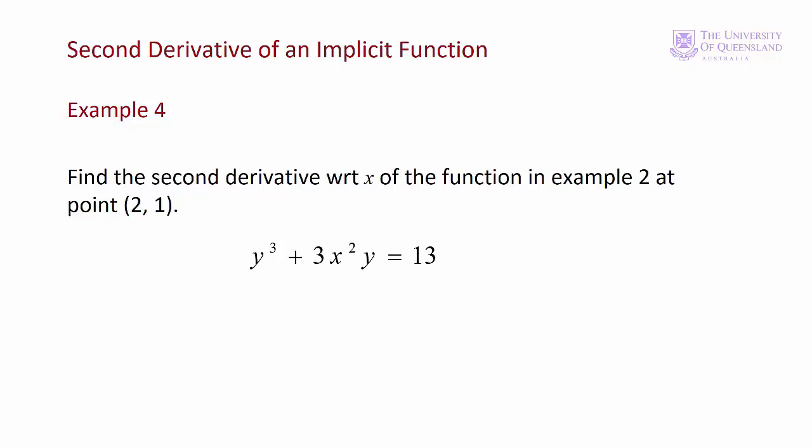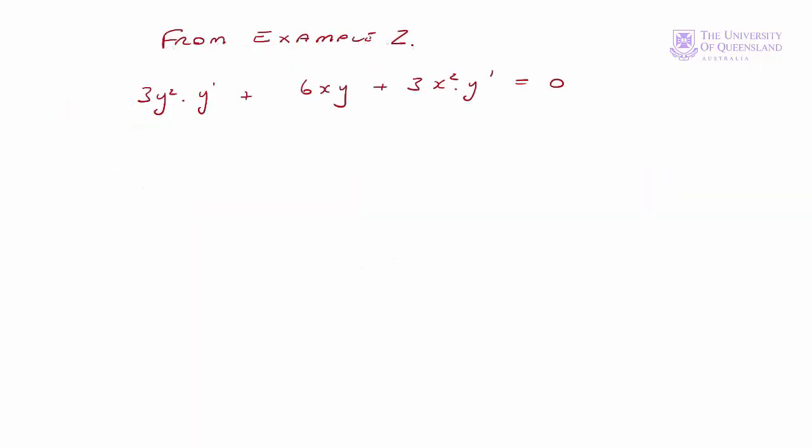Let's put those principles into practice with the function for example 2. We'll find the second derivative and evaluate it when x equals 2 and y equals 1. We found the first derivative of the function in example 2. Remember, it's often easier to find the second derivative if we start from the expanded form like this, rather than the form where we have y prime on the left-hand side and all the x's and y's on the right-hand side. We'll differentiate with respect to x term by term.